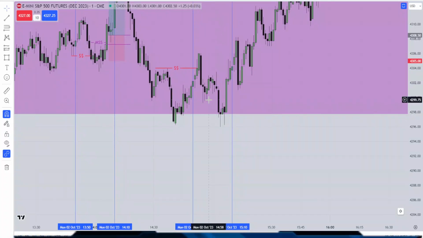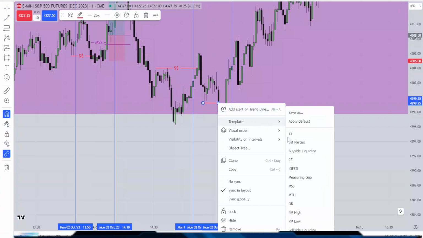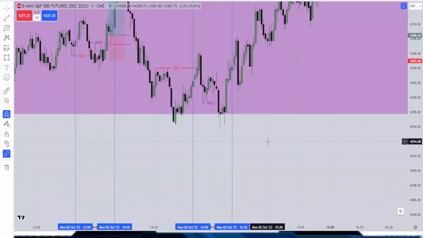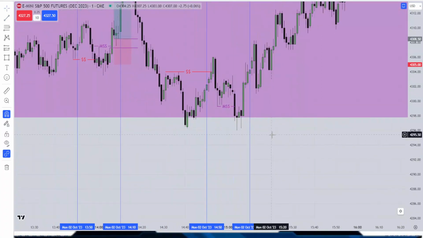Why? I'll just mark this one. Why this is not a market structure shift for me, you will know when you watch my how to avoid losing trades video. You will understand very beautifully why this is not a market structure shift.